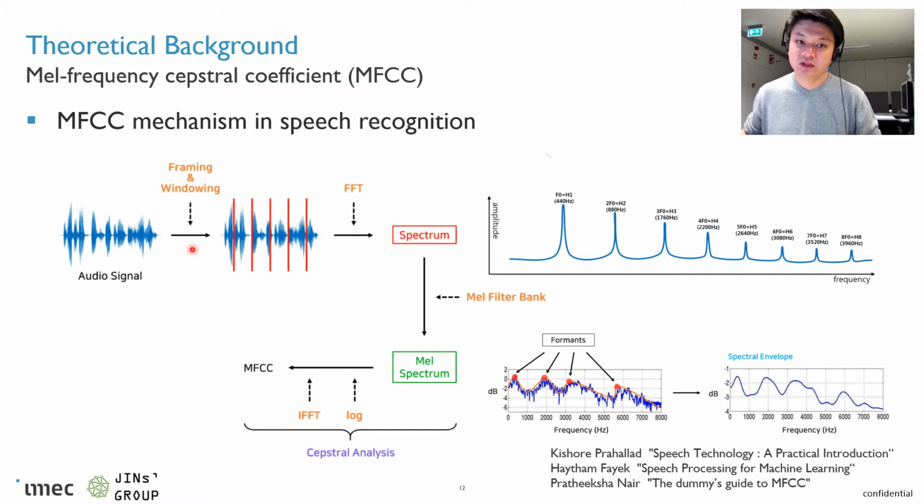First, we divide the frames and take the window for the original audio waves, like this. And then each divided frame is Fourier transformed into spectral densities, like this. They are filtered by the Mel filter, and we can obtain the Mel spectrum. Finally, we can extract the coefficients by the cosine transform, the inverse Fourier transform.